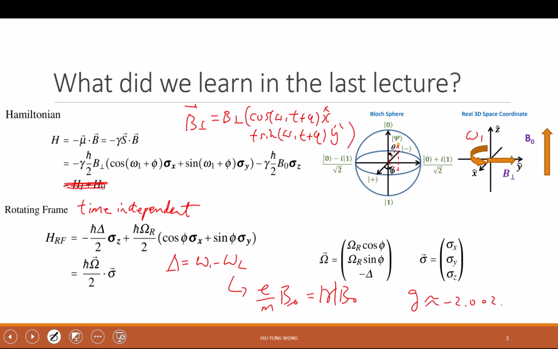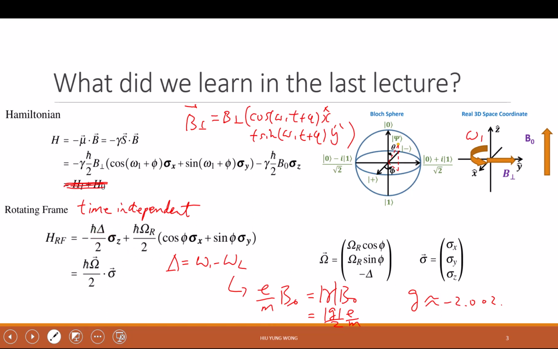Because gamma is actually g divided by 2, times e divided by m. You can put this in your cheat sheet. It takes a long time to memorize, but whenever you see e over m, it's like gamma. So this is the detuning.